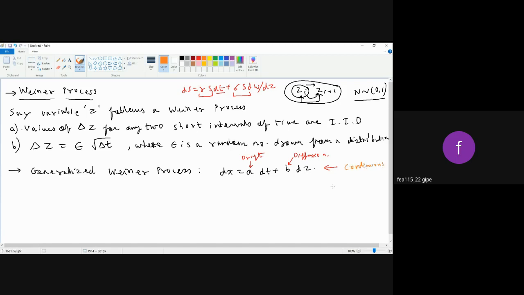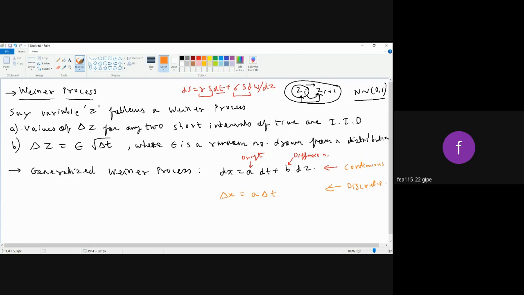Now if I have to write this in a discrete form, I can write that easily. So in a discrete form, I could write this as, dx would become delta x, so a small change in x, equal to a into delta t. So for now, don't worry about what is a and b, because a and b will keep on changing depending on what model we are looking at.